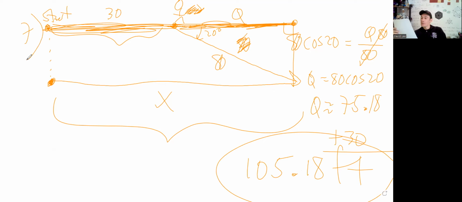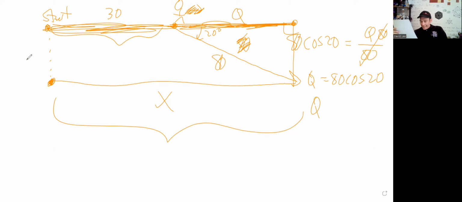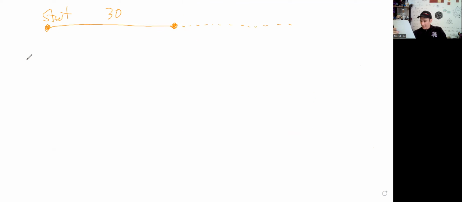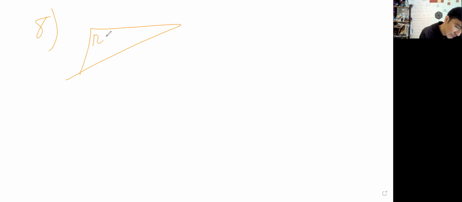All right, 8, 9, 10, 11 are all areas, or let's see. So this is number 8. This is 120. This is 2x, and this is x, and this is 5. And the goal is W.